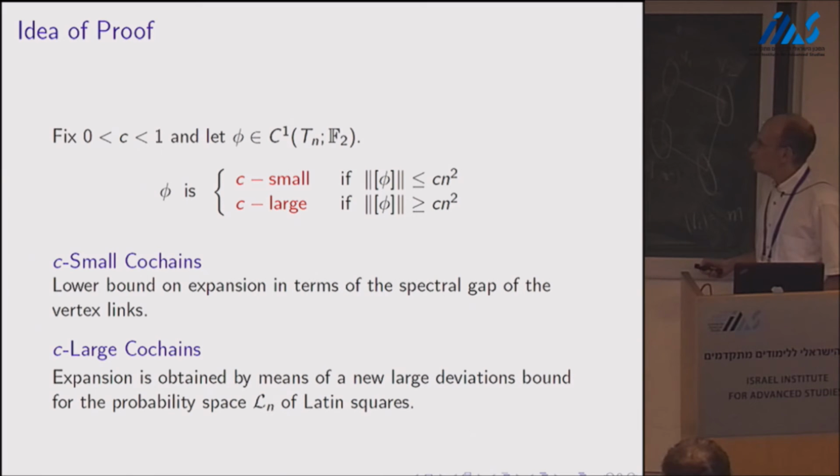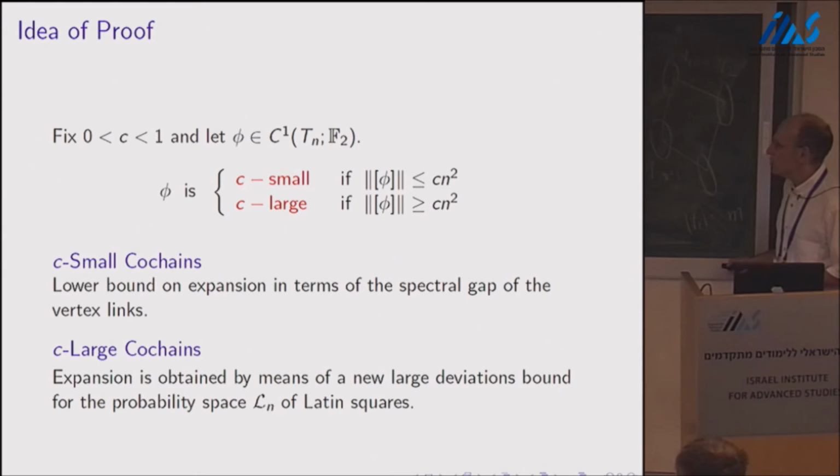For small cochains, we use a lower bound on the expansion in terms of the spectral gap of the vertex links. The vertex links in this case are just graphs, and you can analyze these graphs. They are random graphs, and we use a result of Friedman about random d-regular bipartite graphs, and you get what you want from this.